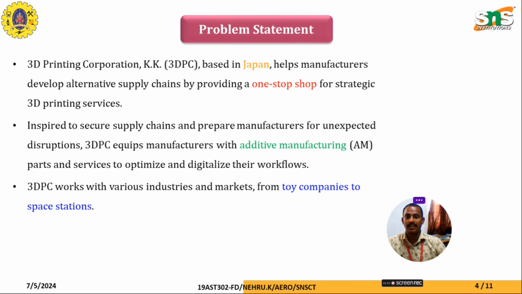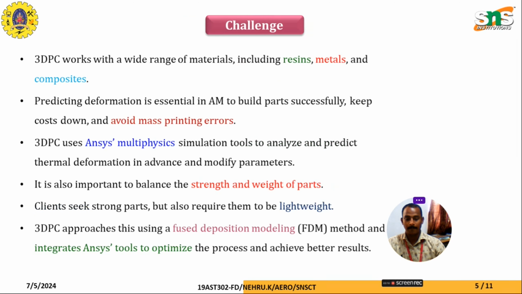So here the problem concerns the 3D printing corporation based in Japan, which develops an alternative manufacturing supply chain by providing a one-stop shop for strategic 3D printing services. Inspired to secure the supply chain and prepare for unexpected disruption, this company equipped manufacturing with additive manufacturing parts and services to optimize and digitalize their work. This company grew from a small kids' toy company to a space station company.